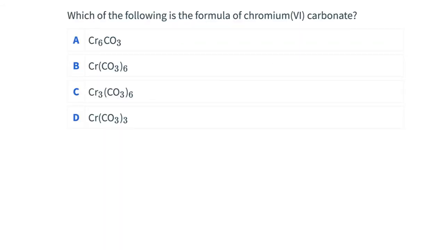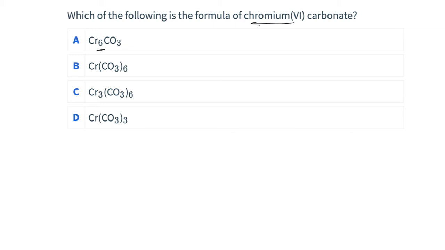Okay, so real quick review here. Take 30 seconds to try this problem here. Chromium 6 carbonate. What do you think the formula is? Okay, so at first, do we remember what chromium 6 means?